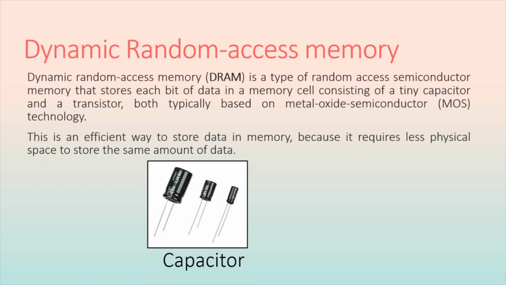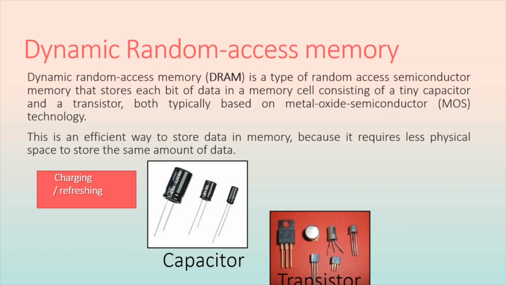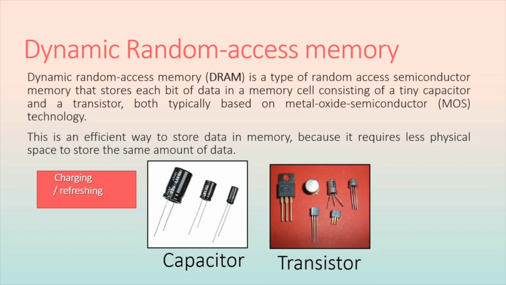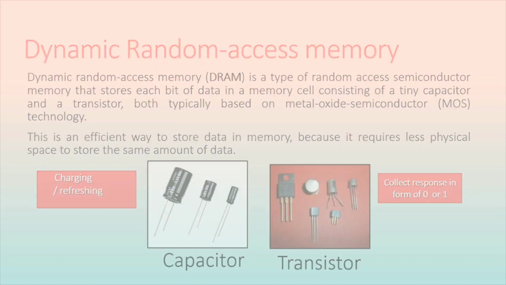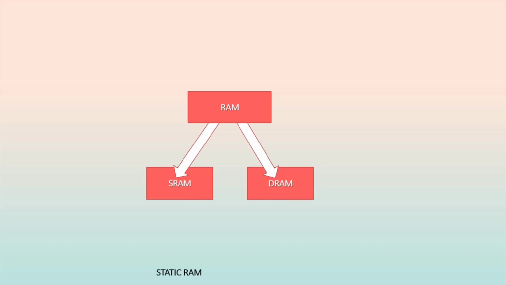This is the picture of a capacitor. It is used for charging and refreshing the memory. Transistors. It is used for collecting response in the form of 0 and 1. So RAM is divided into two categories. First, SRAM, second, DRAM. SRAM is static RAM, DRAM is dynamic random access memory.